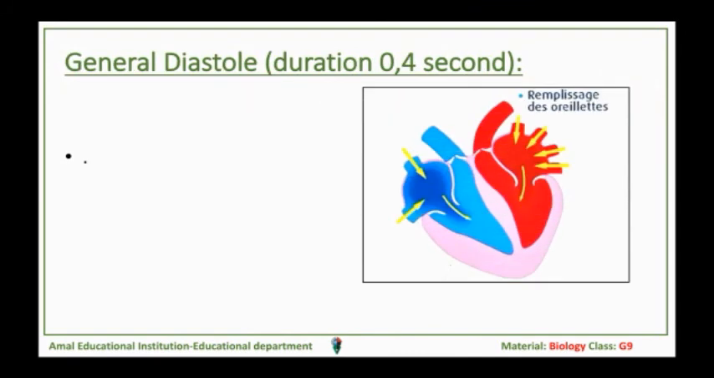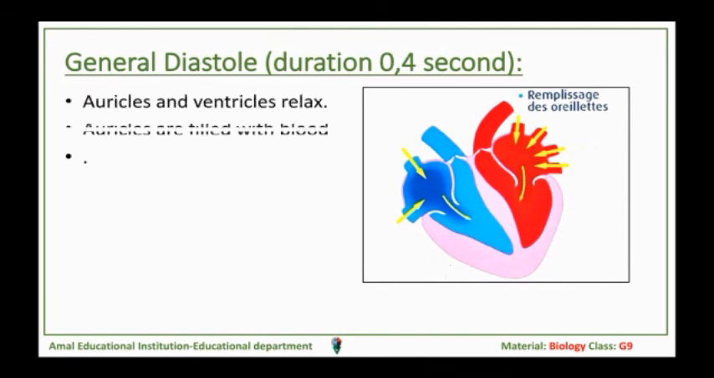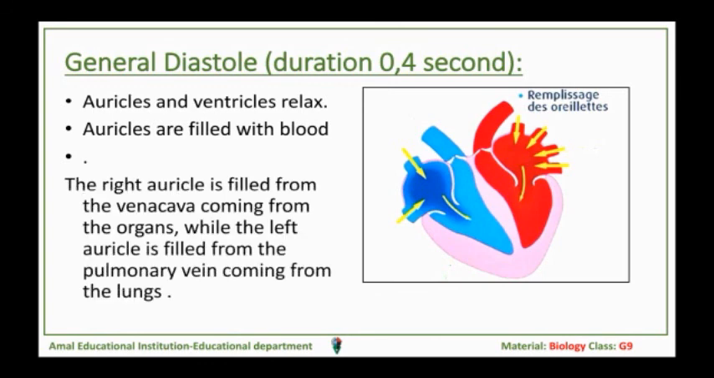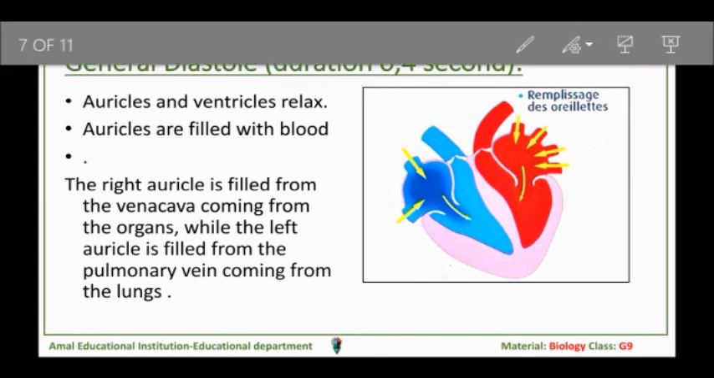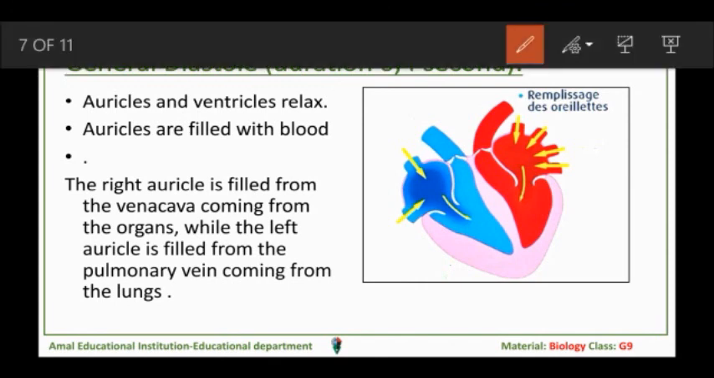The last phase is the general diastole. Auricles and ventricles relax. Auricles are filled with blood. Let's see how. The right auricle is filled from the vena cava, which is coming from the organs. This is the vena cava. It's carrying the blood coming from the organs, filling the right auricle. And here, the blood coming from the pulmonary vein is filling the left auricle.